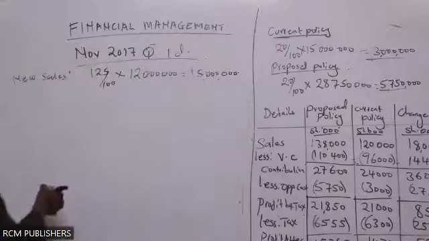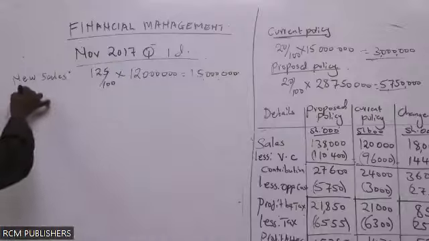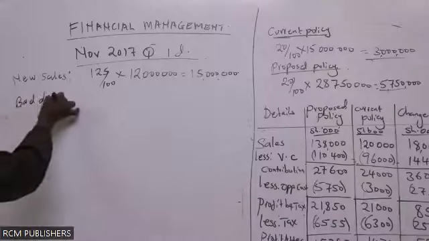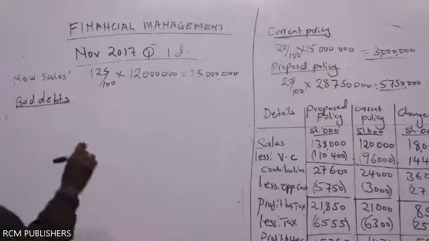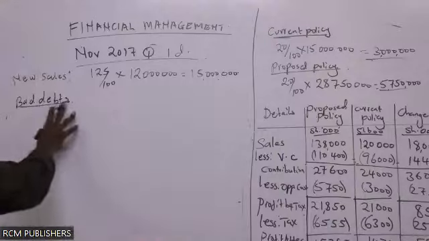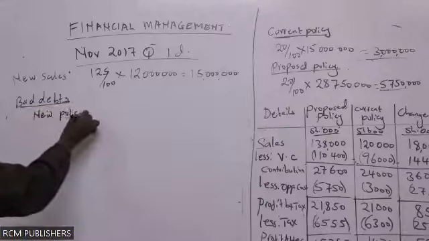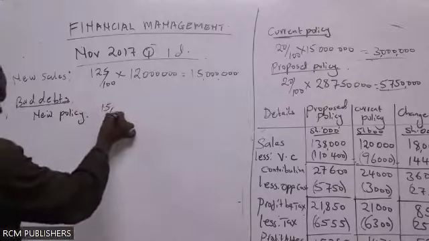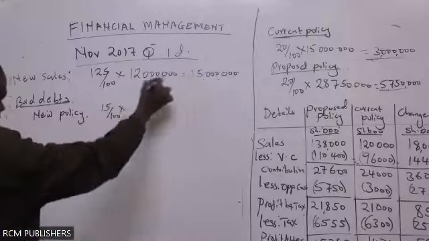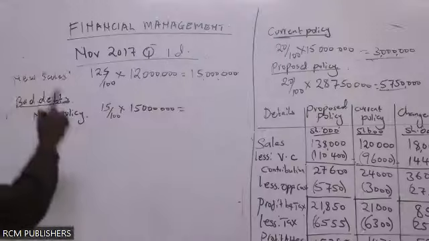Let's see. We were told of the bad debts. So the bad debts change from 10 to 15, right? 10 to 15. Therefore, if it was 10, under the new policy the bad debt increases to 15% of sales. So bad debt increases by 15%.